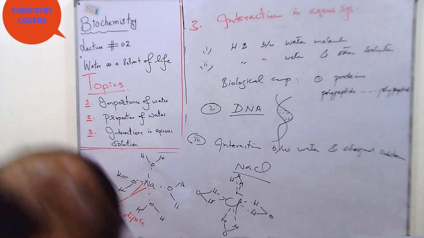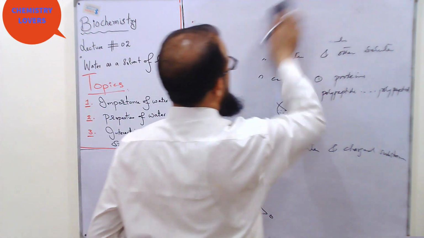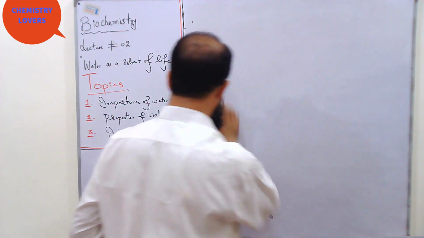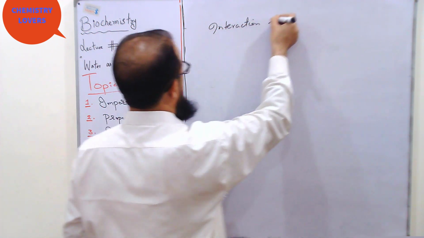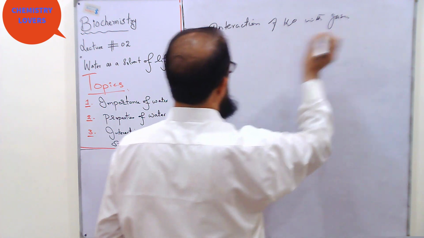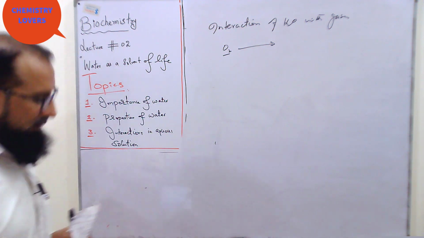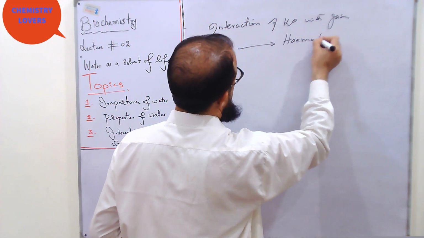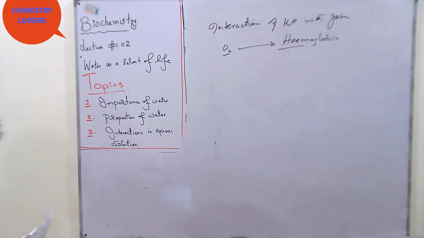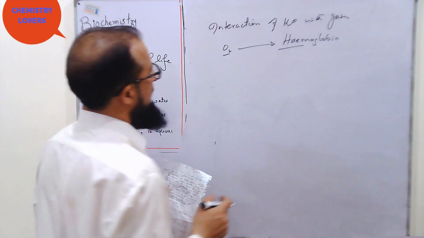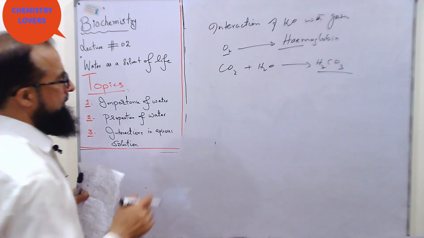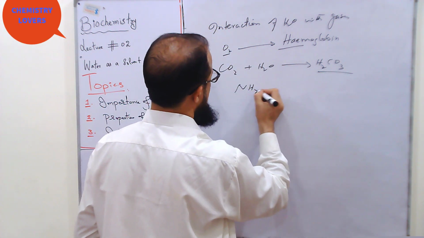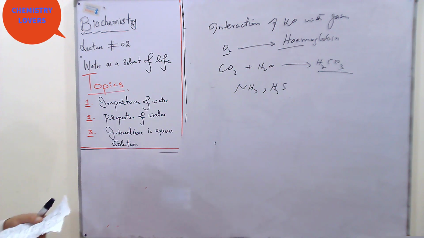Similarly, there are different kinds of gases. Some of them are polar and some of them are non-polar. Some important gases can interact with water. For example, oxygen can only be solubilized with the help of hemoglobin, and you know that the heme part of the hemoglobin is responsible for these interactions. Similarly, carbon dioxide gas can be dissolved in water to produce carbonic acid, which is an important buffer system in our body. Other gases like ammonia and H2S can also be dissolved in water.